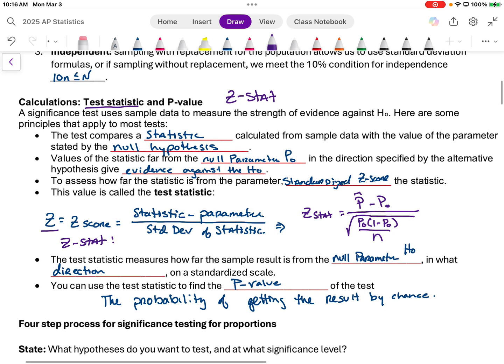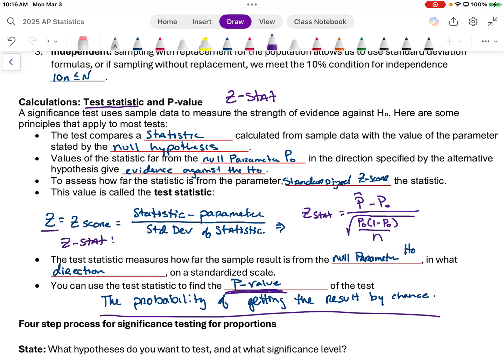The test statistic measures how far away the sample result is from the null parameter, and in what direction, on a standardized scale. You can use the test statistic to find the p-value of the test. And what is the p-value? What does the p-value mean? It's the probability of getting the result by chance.